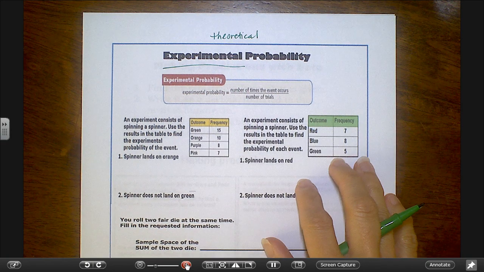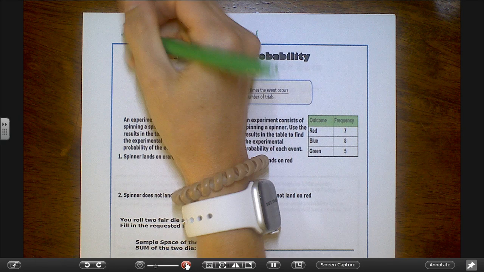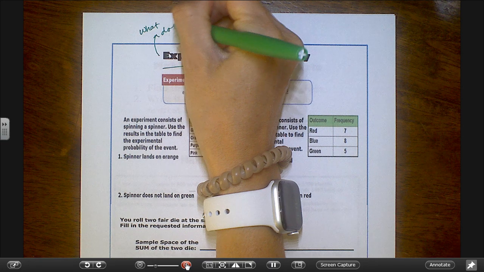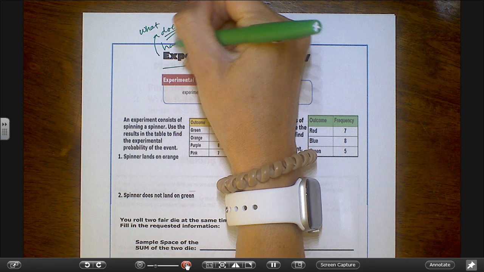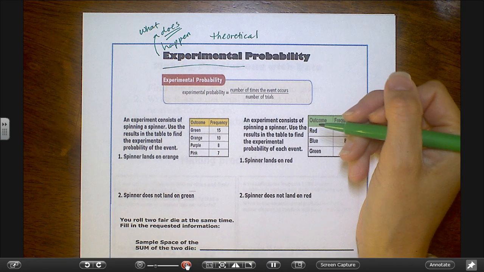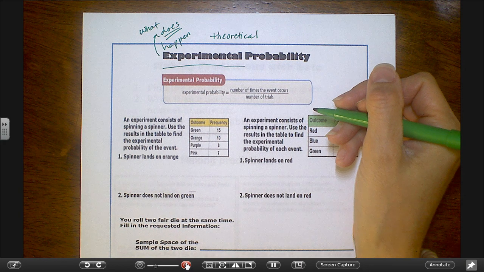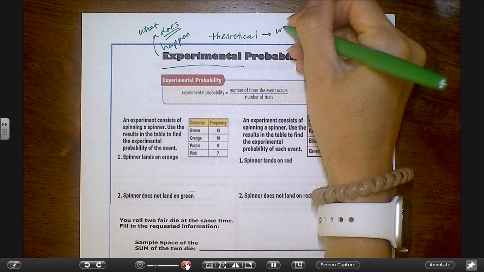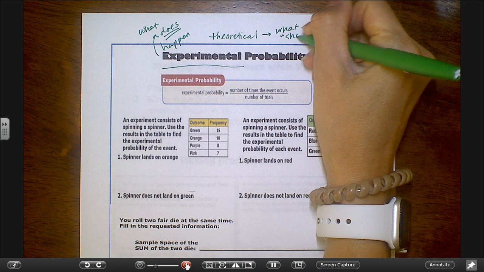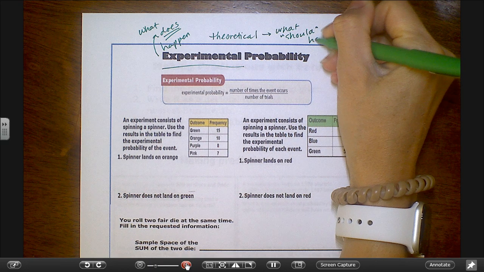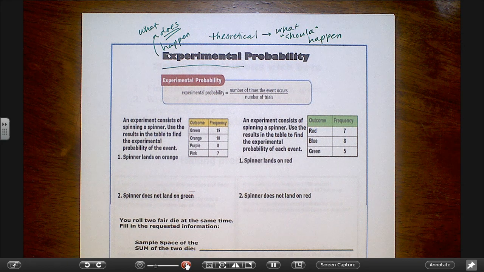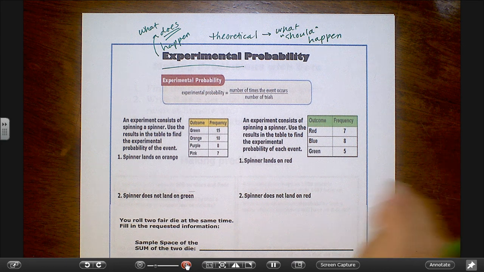And the difference between these: experimental probability is what does happen, like when you perform an experiment, or when you flip a coin 100,000 times, how many times you land on heads. That's experimental probability. Theoretical probability is what should happen. Like if you've ever heard somebody say, okay, in theory, what should happen? That's what's meant by theoretical probability.